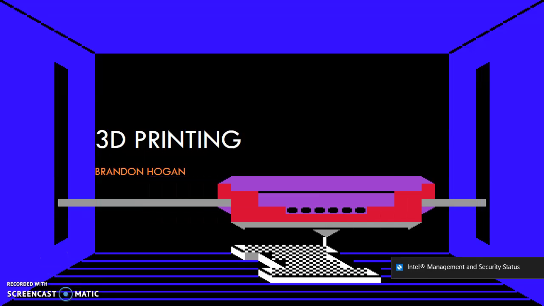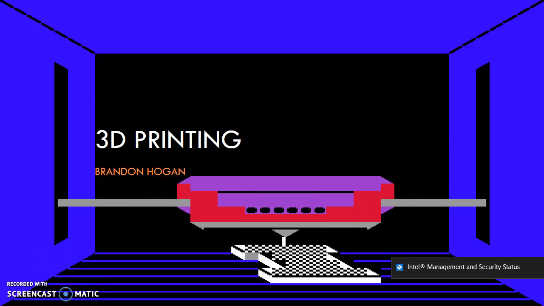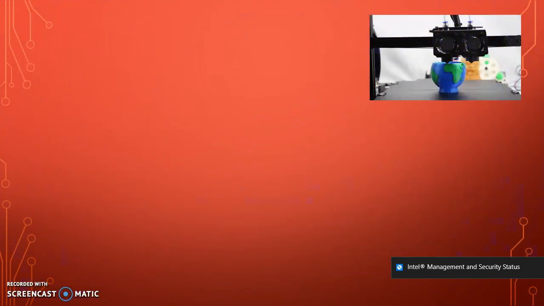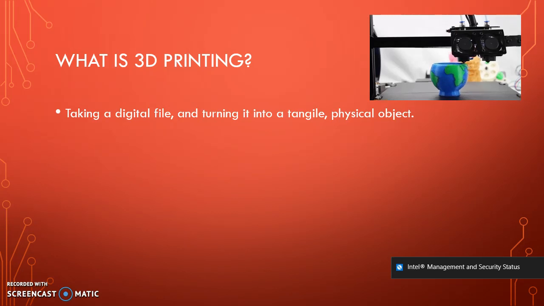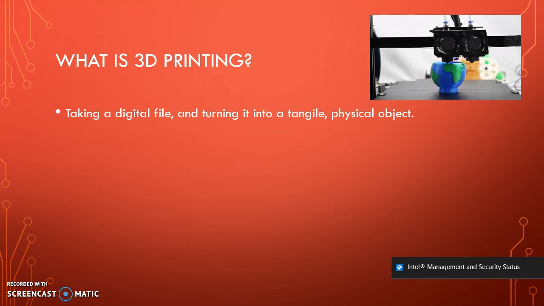Okay, so this is a little presentation about 3D printing. So essentially, what is 3D printing? It's more like taking a digital file and turning it into a tangible physical object. So something you see online, you could turn into an object of actual physical matter.